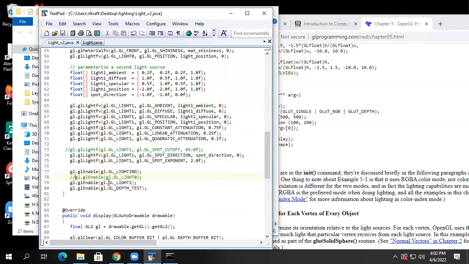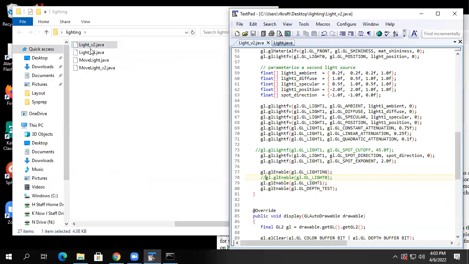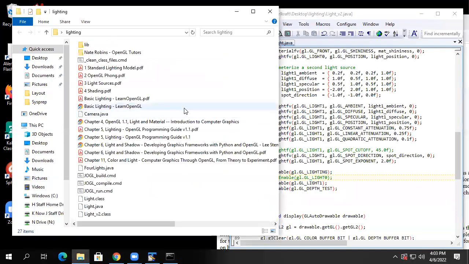Now notice that it's okay to parameterize light zero and then not turn it on. It makes sense. Depending on the situation, you may have a light that's turned off and on. A character turns the light switch on, the light goes on. So you may have the light all configured in a game, but it's turned off, and then at some point it gets turned on. So light zero has been configured, but here I turn it off. And now that leaves me only with light one. That's the new light.